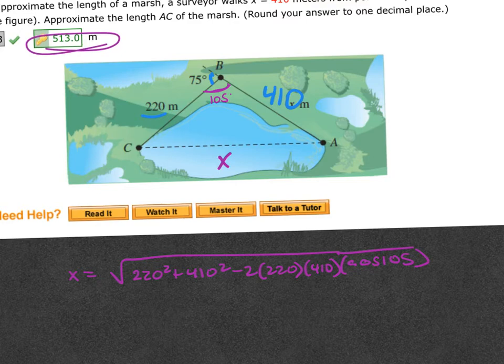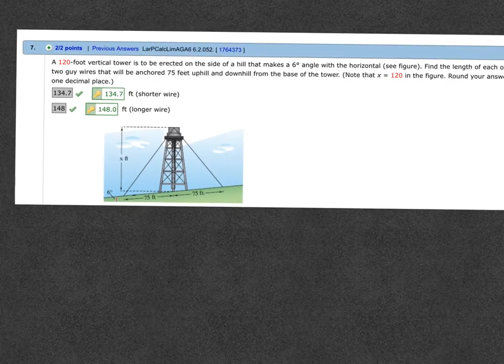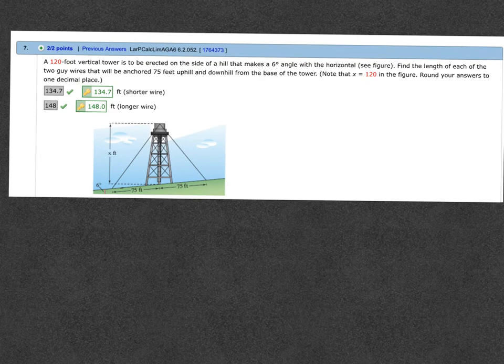Okay, this one said a 120-foot vertical tower is to be erected on the side of a hill that makes a 6 degree angle with the horizontal. Find the length of each of the guy wires that are to be anchored 75 feet uphill and downhill from the base of the tower. Honestly, I don't know that you would have needed a diagram this time. If this is on a quiz question, I probably wouldn't have given you the diagram. So be careful. If that's the case, think about what you're drawing.